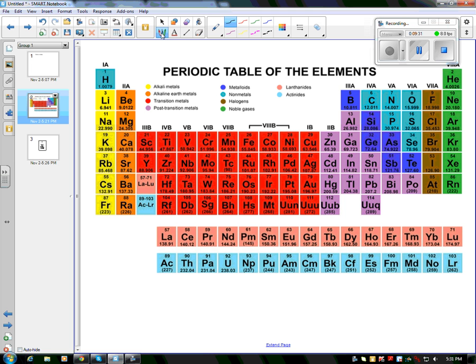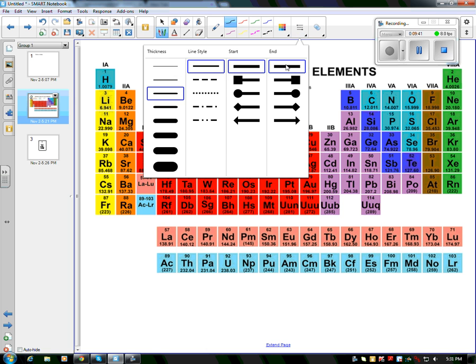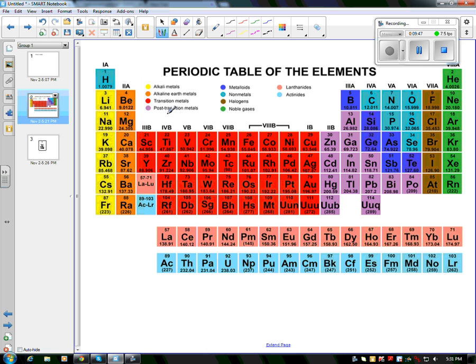All right. You can see the thicker line. You can see that these columns are labeled 1A, 2A, 3B, 4B, and so on, then 3A, 4A, 5A.